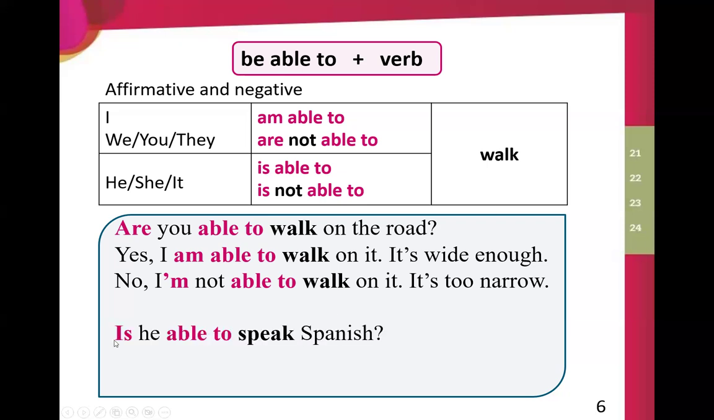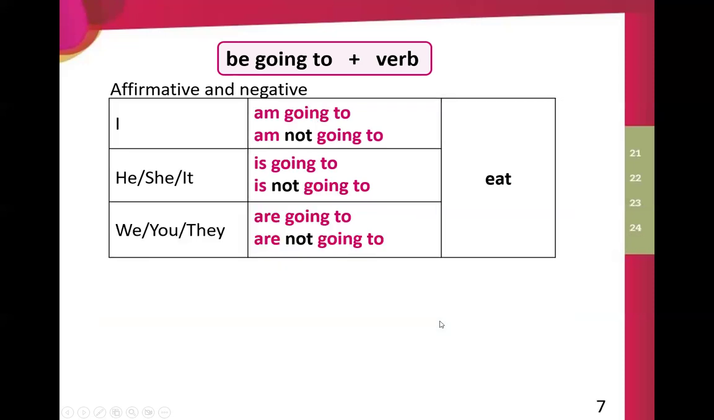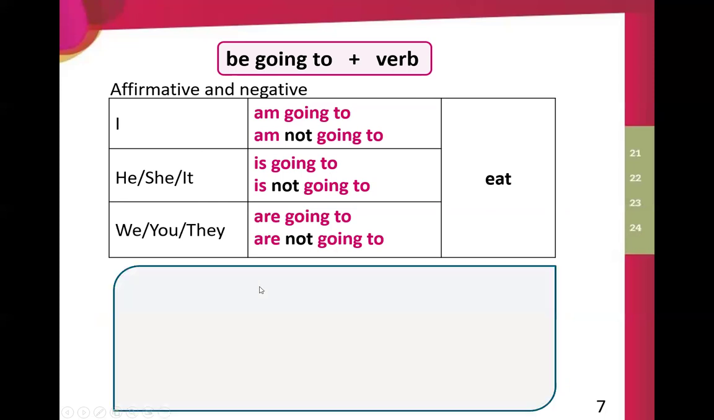Is he able to speak Spanish? Yes, he is, or no, he is not. Affirmative and negative forms also. I am going to, I'm not going to. He, she, or it is going to, is not going to. You, we, they, or any plural noun are going to, are not going to eat, and so on.